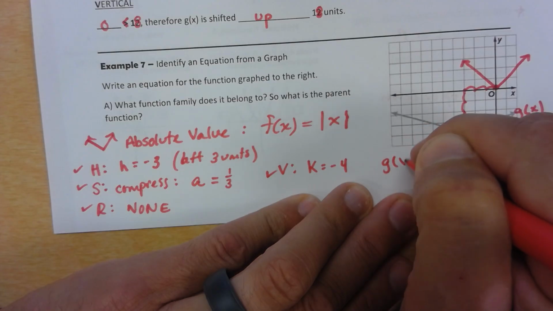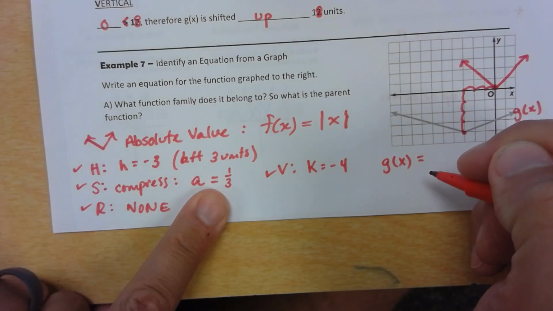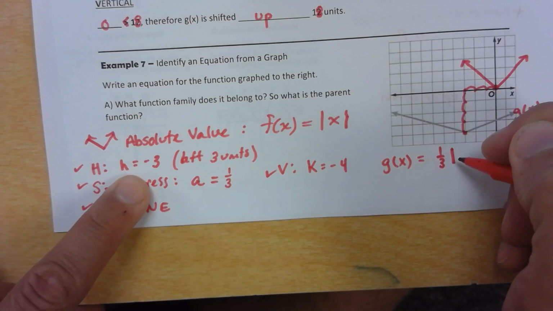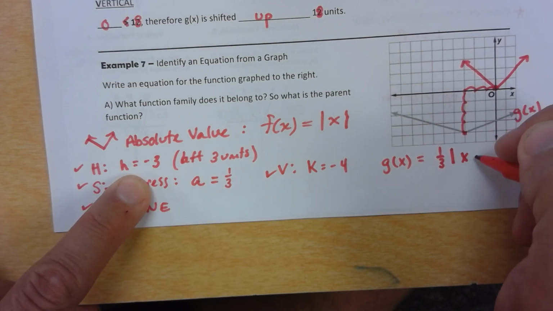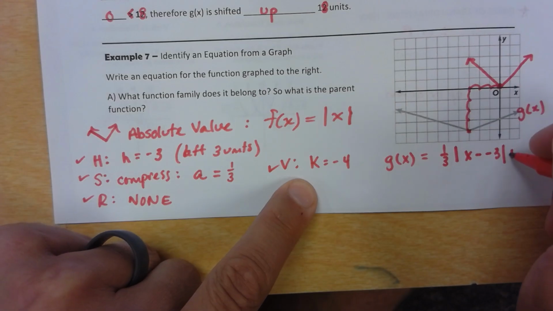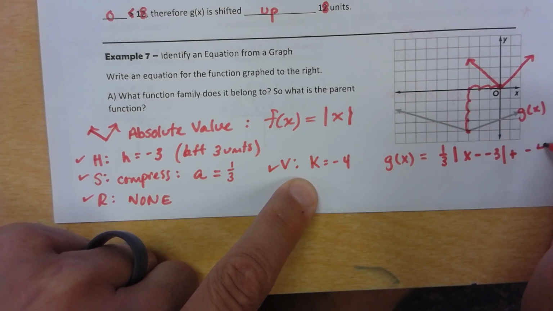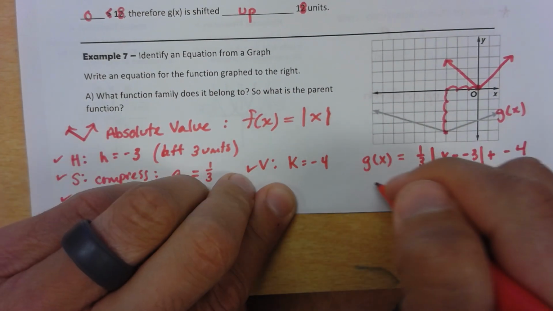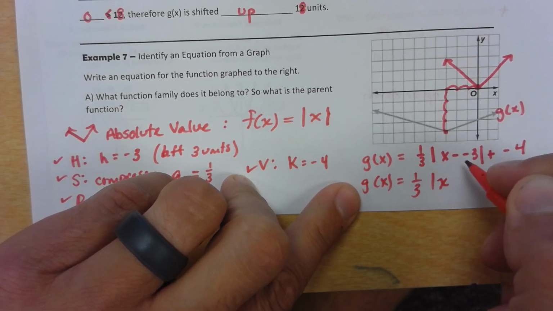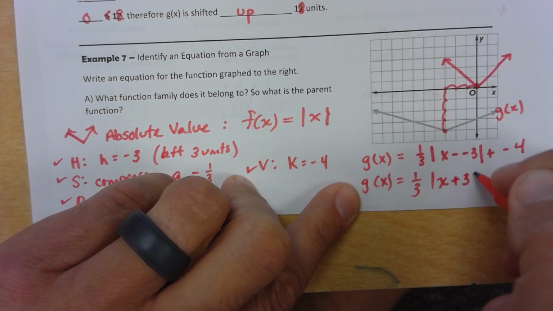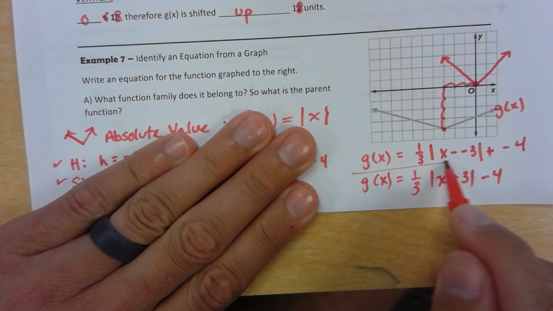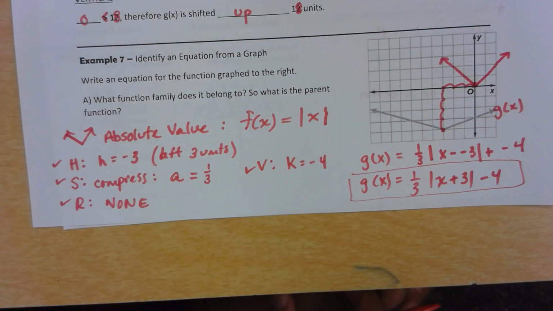So g of x is going to have a multiplier in front of it. It's going to be 1/3. Then in the absolute value bars, it's going to be our horizontal shift, and it's going to be x minus -3. We'll clean that up in a second. Plus k, plus -4 outside of the absolute value bars. So let's clean that up. g of x equals 1/3 times the absolute value of x. This becomes, instead of minus -3, plus 3. And instead of plus -4, this can be -4. So that is our equation for g of x.